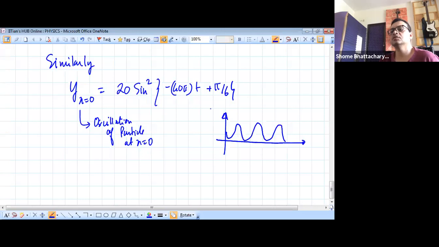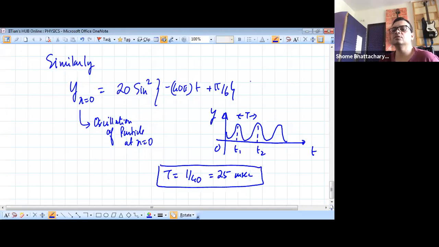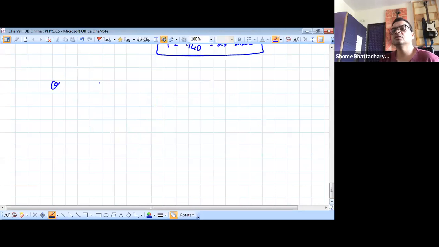Like this. And again, if you were to calculate this time t1 and this time t2 and calculate the time period from this, you would see that the time period would come out to be 1 by 40 or 25 milliseconds. I'm not doing the full calculation, but you can see I've done this kind of thing in SHM. Or another way to understand is that you can use trigonometry.